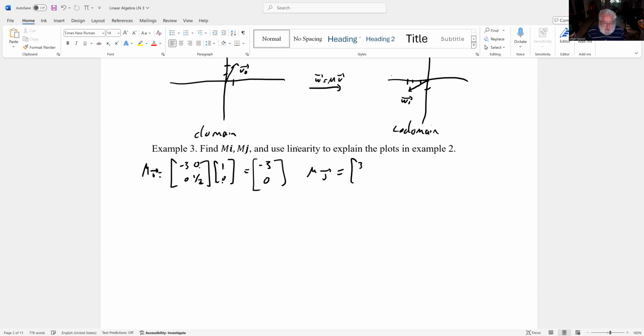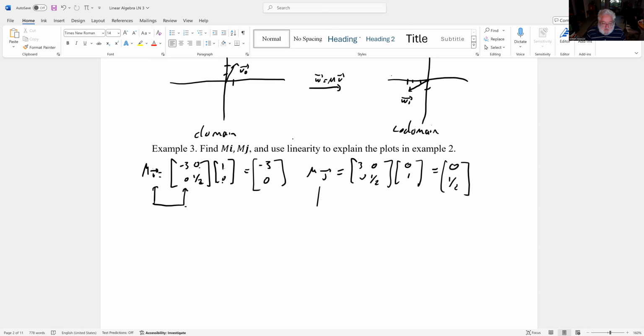That's same matrix times 0, 1. 3 times 0 plus 0 times 0. So first entry is 0. 0 times 1, 1 half times 1. Second entry is 1 half. Excellent. So we do want to point out here that m times i and the first column are the same thing.